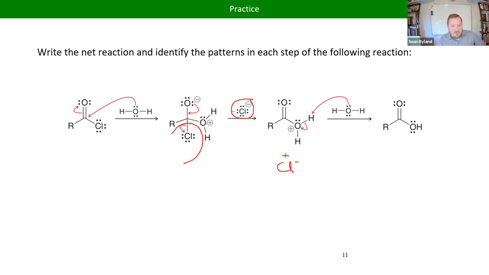Then our last step here, we have water acting as a nucleophile again, but it's attacking a hydrogen, which is going to give us a proton transfer step.